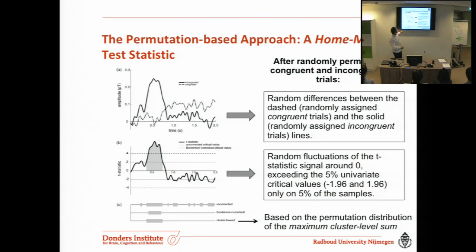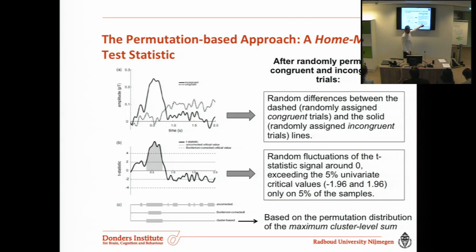And for every random partition, you make a pseudo-congruent and a pseudo-incongruent time series. Because they are randomly constructed, you will only see random differences between the dashed, the randomly assigned congruent trials, and the solid, the randomly assigned incongruent lines. Now you do the same thing for the t-statistics, and you will see random fluctuations of that t-statistic signal around zero, and they will exceed the 5% univariate critical values only in 5% of the samples.